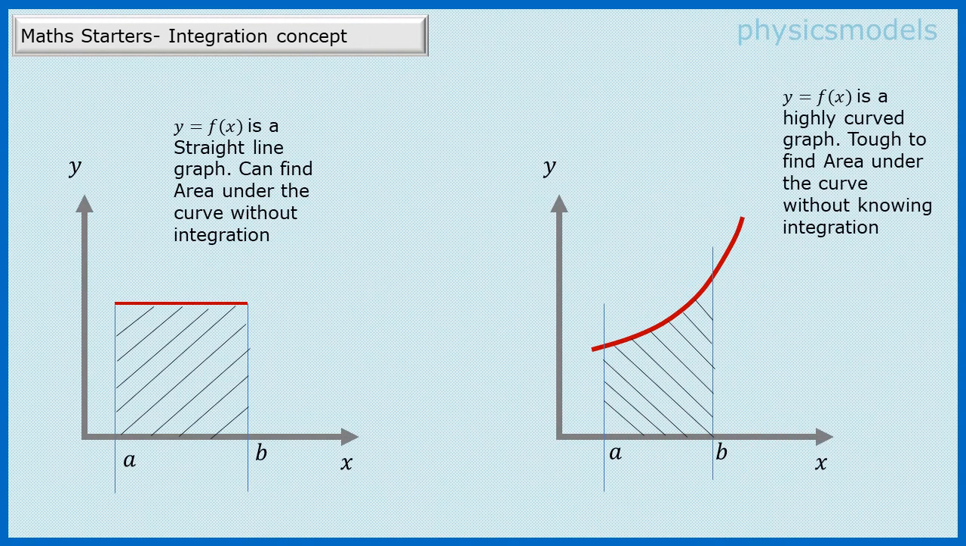If you look at the two graphs in front of us, on the left hand side, y is equal to f(x), a straight line graph. On the right, y is equal to f(x), a very curved graph. The left hand side graph, as I explained earlier, is easy. Length into width and we get the area under the curve. The right hand side graph is not so easy. So here's where integration comes in useful. And remember that the area under the curve has to be some quantity which is useful to us. It's not just for the sake of finding the area.